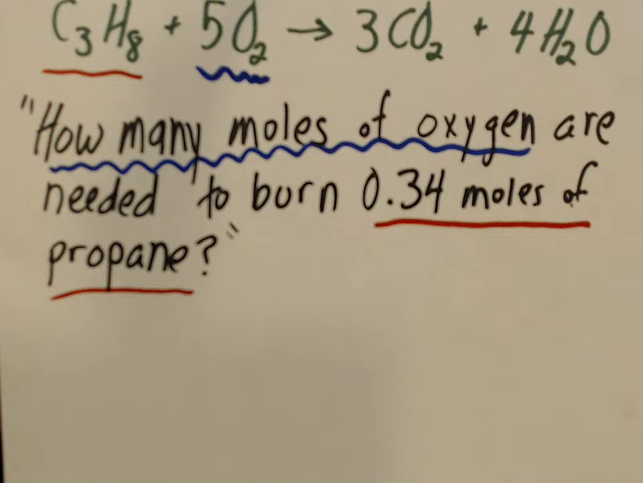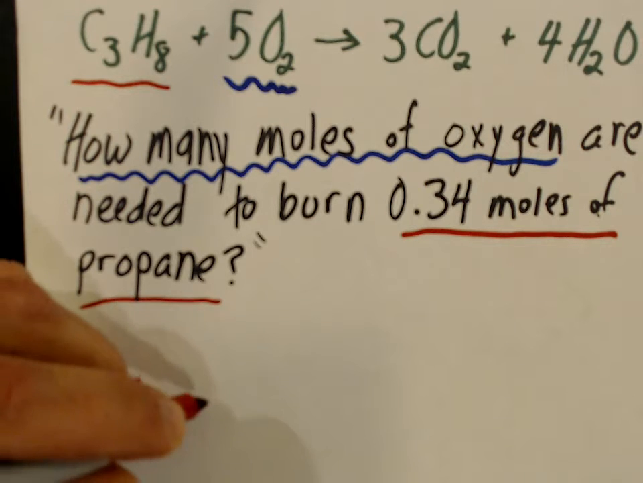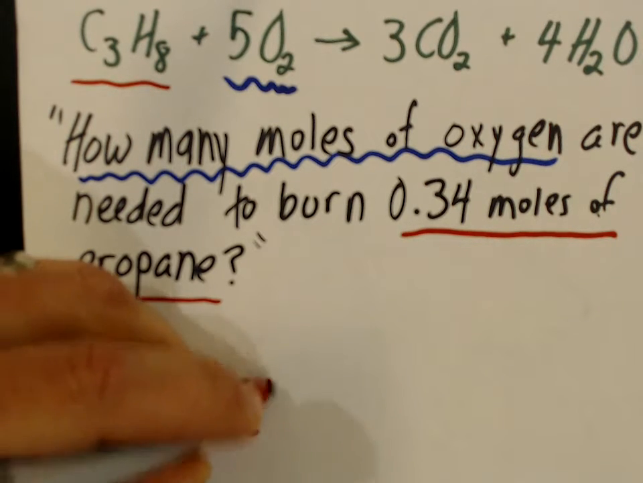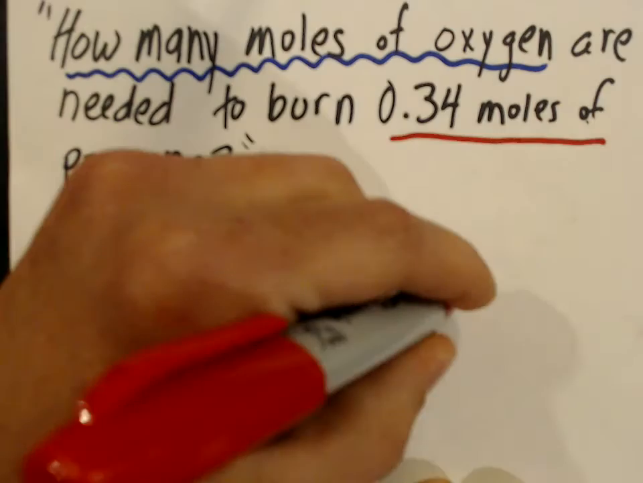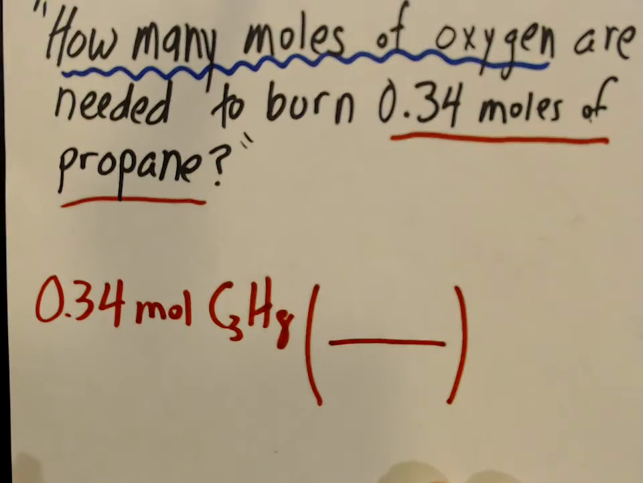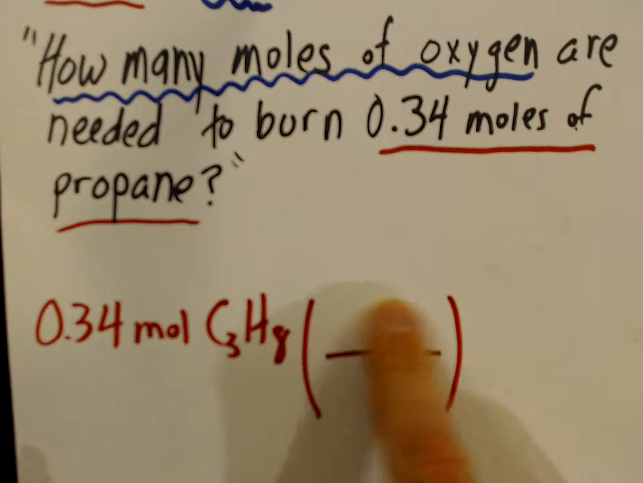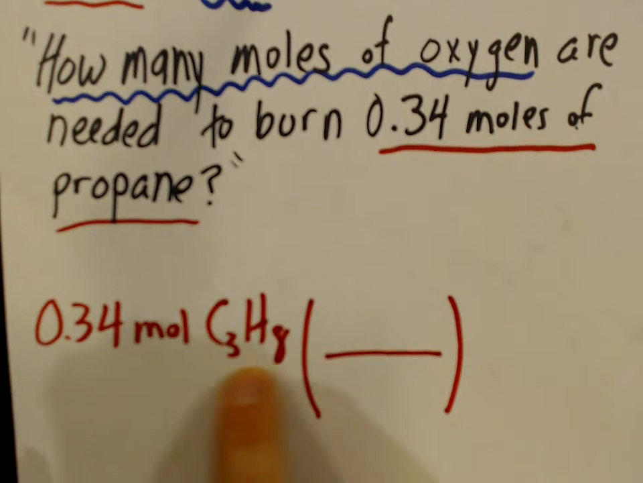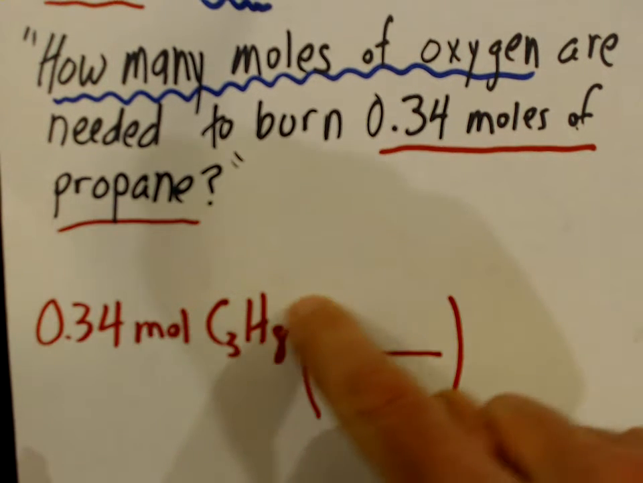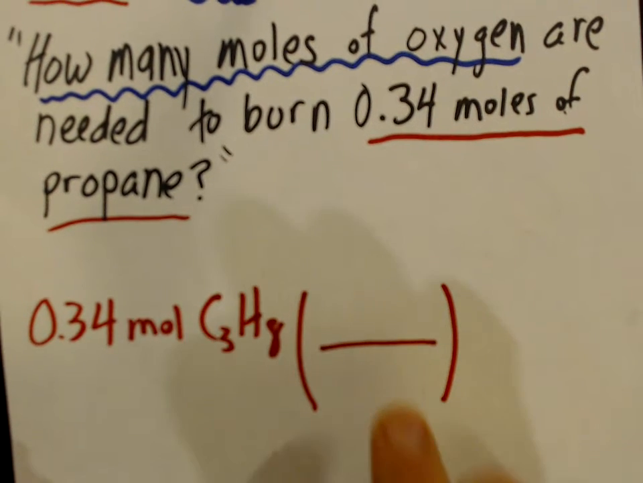Well, first let's write down the given quantity, and that would be 0.34 moles of propane, C3H8. That's right. I'm going to write it down. Then I'm going to set up some nice parentheses next to it, and these parentheses are going to allow us to do some math. Inside the parentheses, I put a line because what I'm going to create is a fraction or a proportion or a ratio. Notice that I set up the line so that it is kind of underneath the 0.34 moles of propane. The 0.34 moles of propane should be lined up with the top of the fraction, and then this under here should be the bottom.